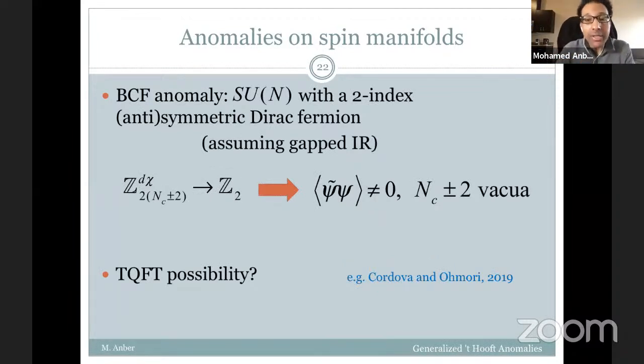Now I can generalize this construction to any SU(N) theory with fermions in the 2-index symmetric or anti-symmetric representation with a single Dirac flavor. If I assume that the IR vacuum is gapped, so that composite massless fermions do not form, then the BCF anomaly is telling me that the discrete chiral symmetry, which is Z sub 2N_C plus or minus 2, depending on whether the representation is symmetric or anti-symmetric, has to break all the way down to Z2. This means that the 2-fermion condensate has to form, and this leads to N_C plus or minus 2 vacua. However, I must mention that there is also a caveat, which is the possibility of matching the anomaly using a TQFT. This is an interesting possibility that one might also want to think about.